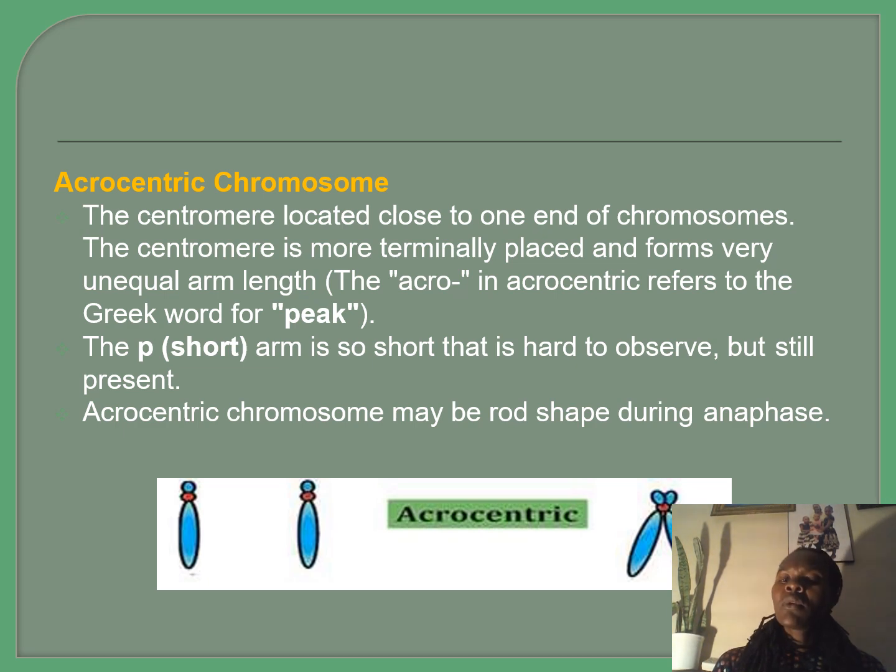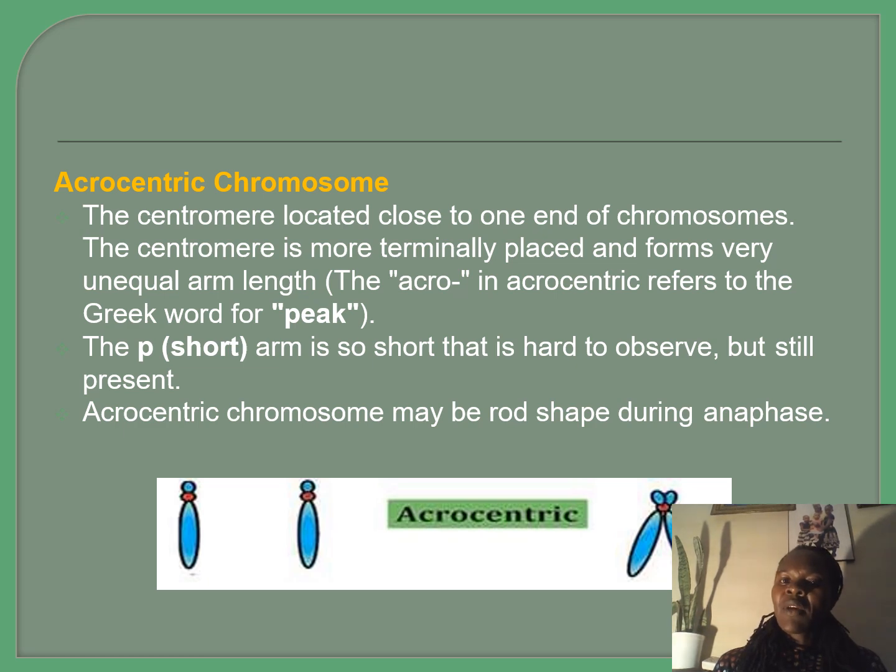Acrocentric: it is towards the end. The ends are always known as the telomeres. It is towards the end, but not at the end. So we can talk about 20% and 80%, a ratio of 20 to 80 for the shorter and the longer arm. So the centromere is located close to one end. It is more terminally placed and forms very unequal arm lengths.